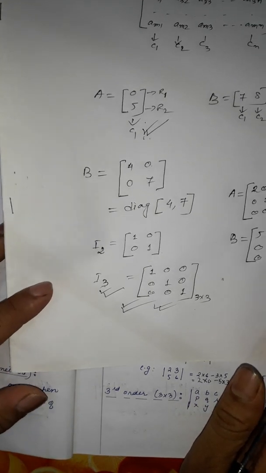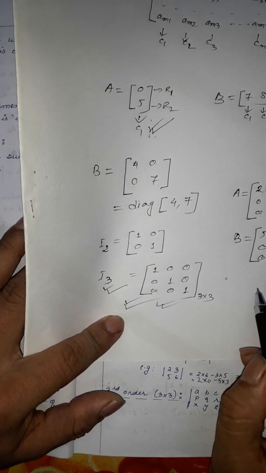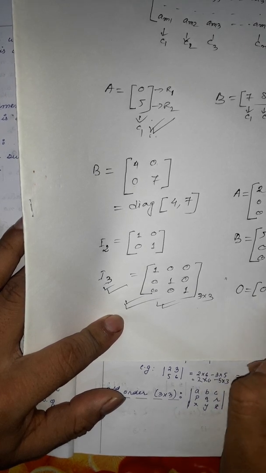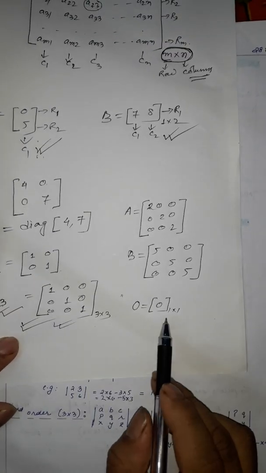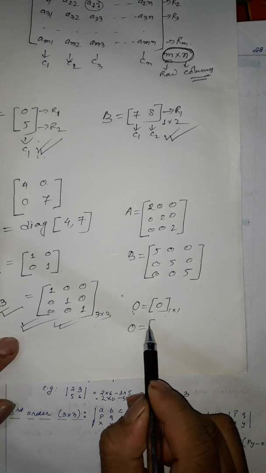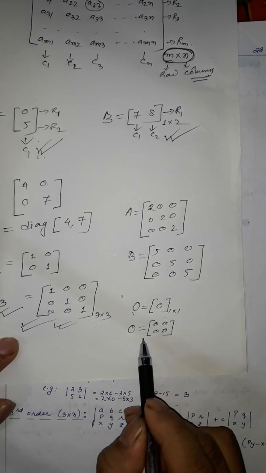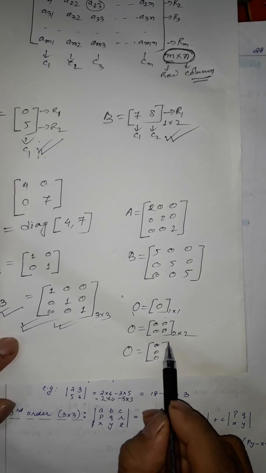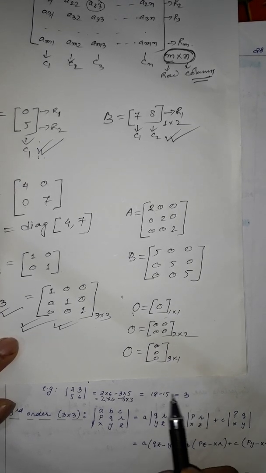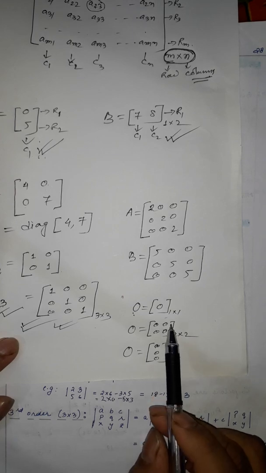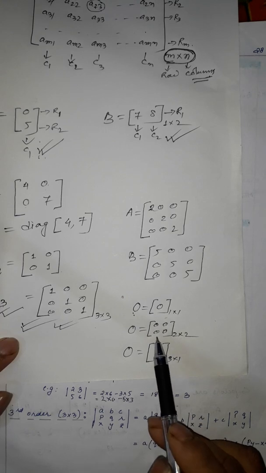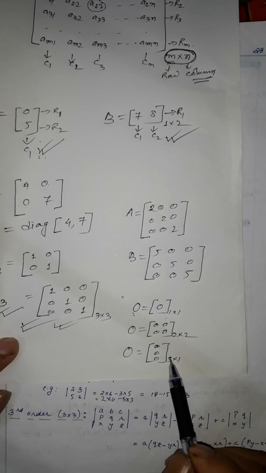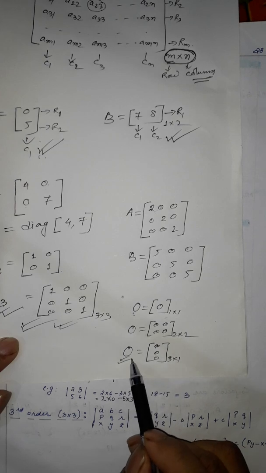Next, zero matrix. A matrix in which each element is 0 is called a zero matrix and is denoted by 0. For example, 0, it has 1 row and 1 column. A zero matrix can have any order. Each element must be 0, then only the matrix will be a zero matrix. A zero matrix can have any order. It has 3 rows, 1 column. So the definition of zero matrix is a matrix in which each element is 0 is called a zero matrix. And a zero matrix can have any order and is denoted by 0.